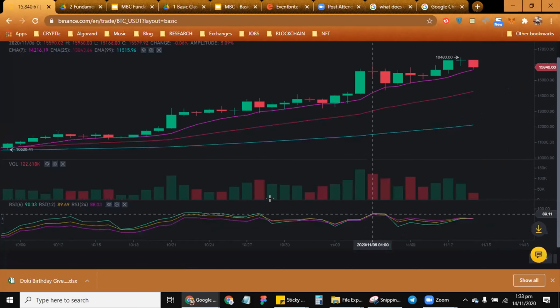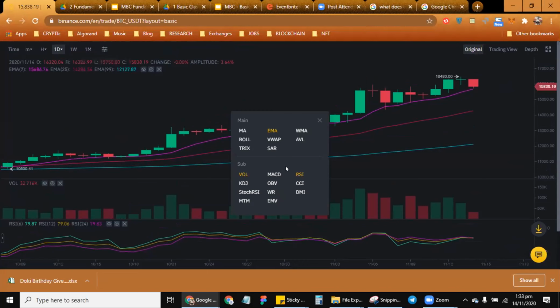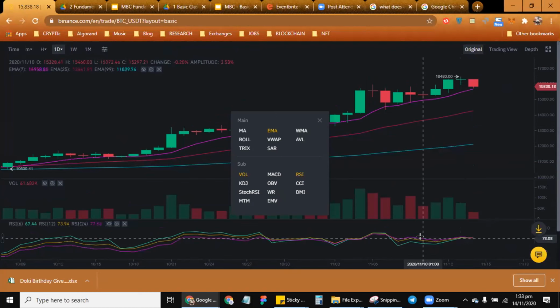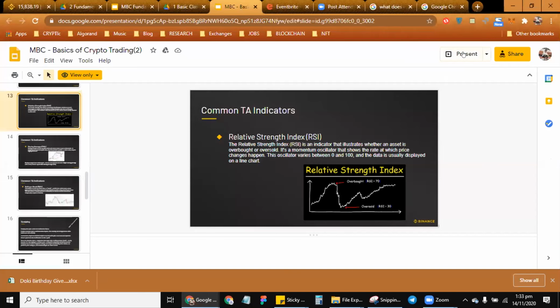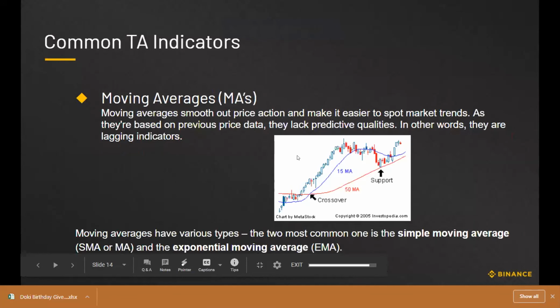So then again, to get to RSI, all you need to do is come here, technical indicator, click on it and click on RSI. So once I click on it, it goes out. Once I click on it, it comes back up, basically. Then I think there's one remaining. So the next one is moving averages. Now, moving averages smooth out price action and make it easier to spot market trends. They are based on previous price data and they lack predictive qualities. In other words, people don't use them so much.